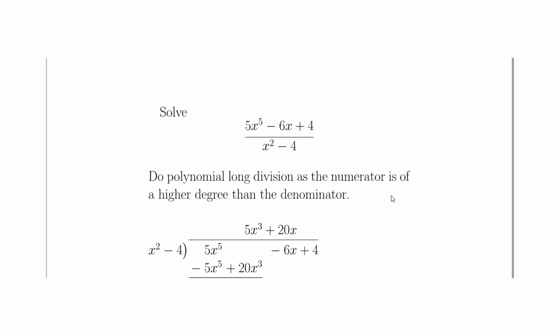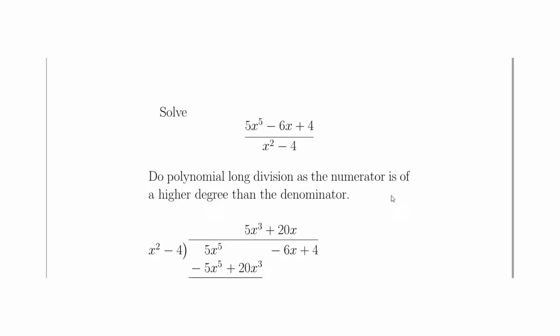Now you'll notice here you've got minus 5x to the 5 and plus 20x cubed. Basically what you do here, you multiply this result, 5x cubed, by all this stuff that you're dividing by, and then you subtract it from what you've got inside the fraction sign. So that's why you flip the signs. 5x cubed times x squared is 5x to the 5, so that becomes negative. 5x cubed times minus 4 is minus 20x cubed, which then becomes positive.